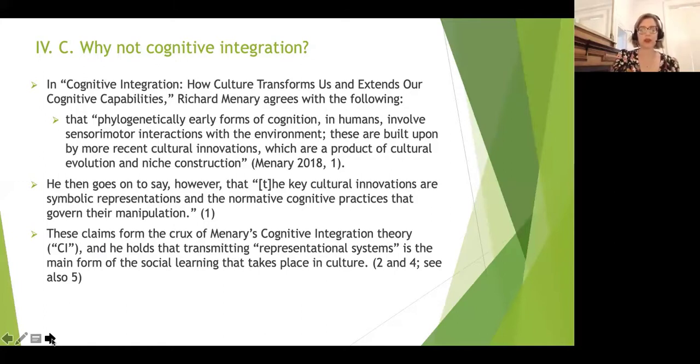These are built upon by more recent cultural innovations, which are a product of cultural evolution and niche construction, quote. He then goes on to say, however, that, quote, the key cultural innovations are symbolic representations and that the normative cognitive practices that govern their manipulation are ostensibly symbolic as well and representational. These claims form the crux of Menery's cognitive integration theory, CI, and he holds that transmitting representational systems, those are his words, transmitting them, is the main form of the social learning that takes place in culture, the main form, okay?